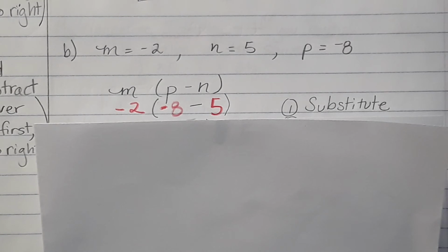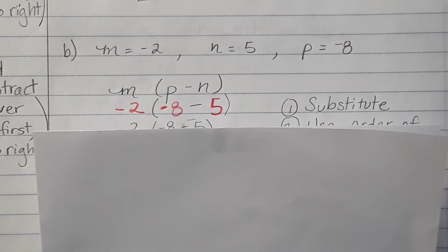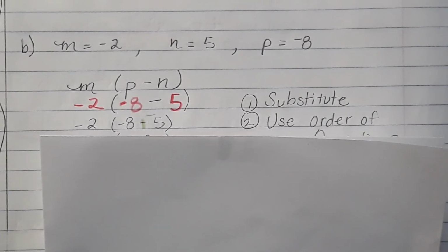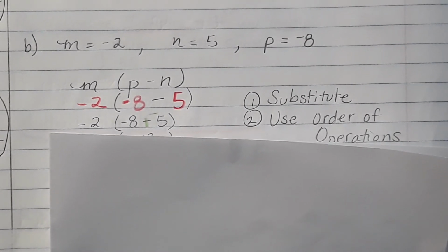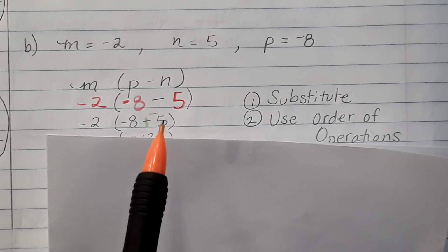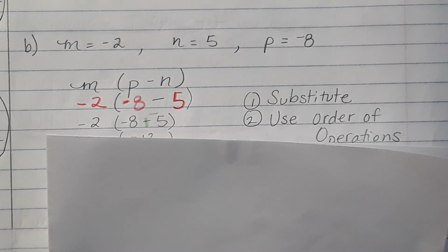And then order of operations. We work inside the parentheses first. Using subtraction for keep, change. The -8 stays the same. Change to adding. Change to the opposite sign, which would now become a negative.